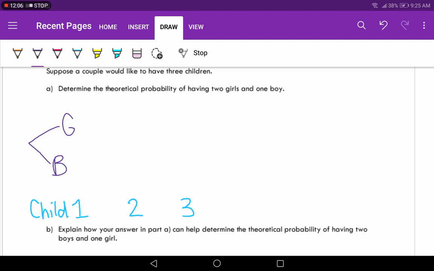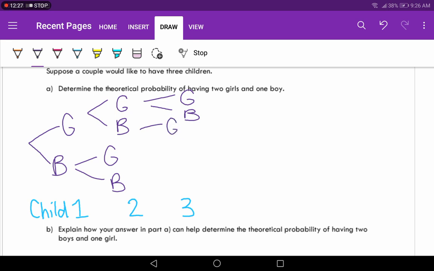The second child, if the first was a girl, the second one could be either a girl or a boy. And if the first was a boy, the second could also be a girl or a boy. So I'm hoping you're kind of getting the hang of these diagrams. So if we had 2 girls, the last one could be either a girl or a boy. If we had a girl and a boy, the last child could be a girl or a boy. If we had a boy and then a girl, we could also have a girl or a boy as our last one. And if we had a boy and a boy, a girl or a boy.